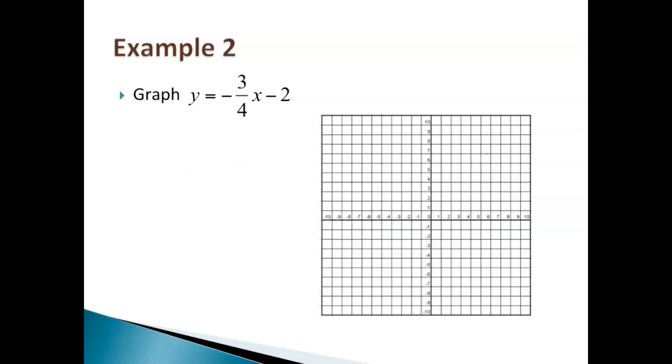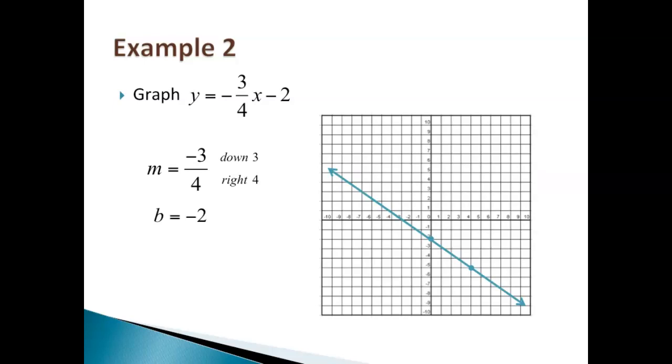Alright, example 2. We have y = -3/4 x - 2. Now first identify the slope and the y-intercept. So the slope is -3/4. That means it's going to be going down 3 and to the right 4. And then the y-intercept is at -2. So let's start at -2 on the y-axis. Alright, so now let's go ahead and use the slope to find a second point. So starting with the point we already have, I'm going to go down 3 and to the right 4. And now I can draw the line.